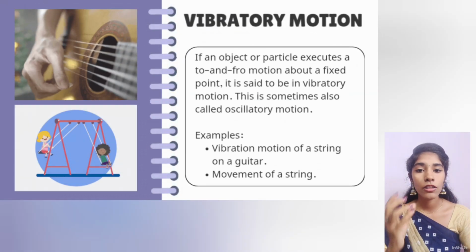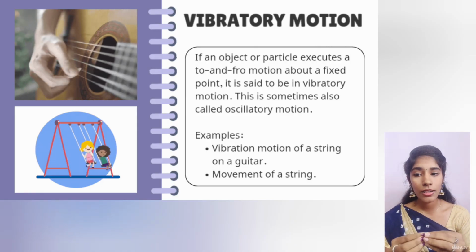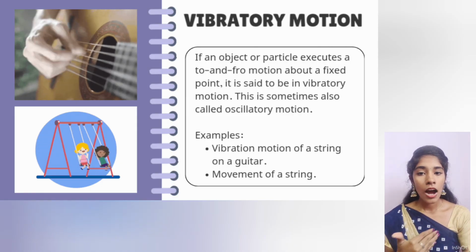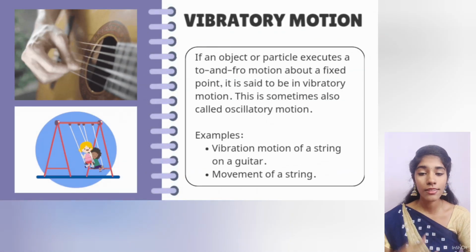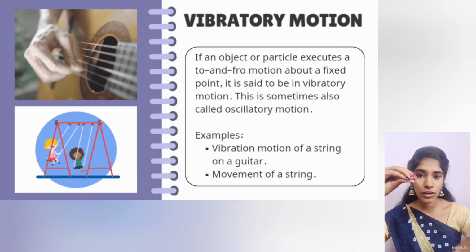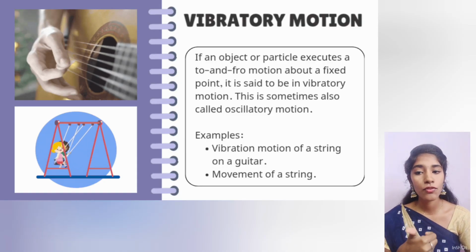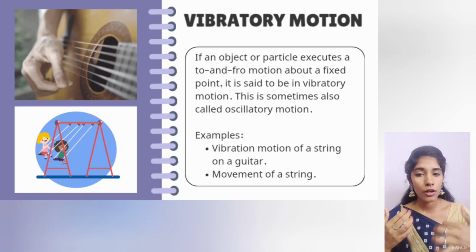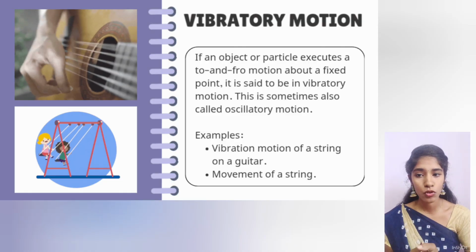Next we'll be dealing with the vibrational motion. If an object or a particle executes to and fro motion about a fixed point, it is said to be in vibratory motion. Like we'll take a simple pendulum. The point will be fixed and it will be oscillating. So vibratory motion is also called oscillatory motion. An example is the vibration of a string on a guitar, when it actually vibrates, right? So the guitar is known as an example of vibratory motion.